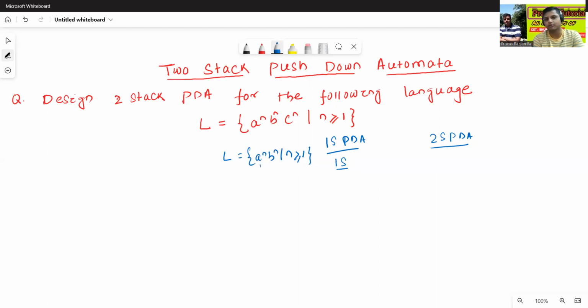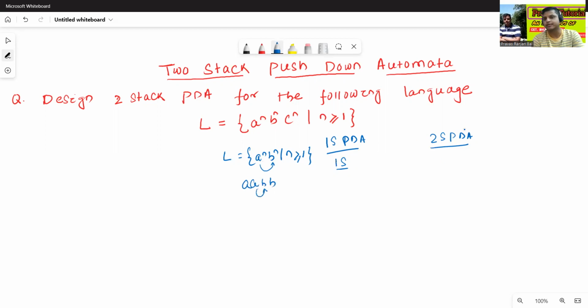In this case, only one comparison will be required, because n number of a's follows n number of b's, means a similar number of a's always follows a similar number of b's. Only one comparison will be required.